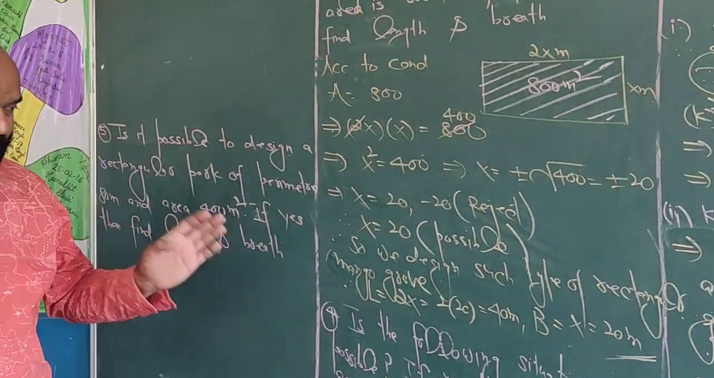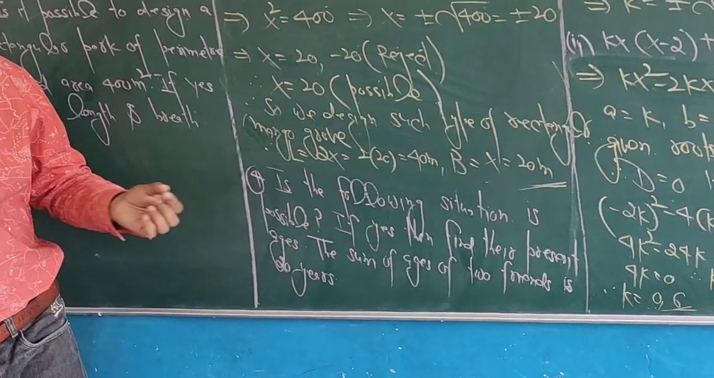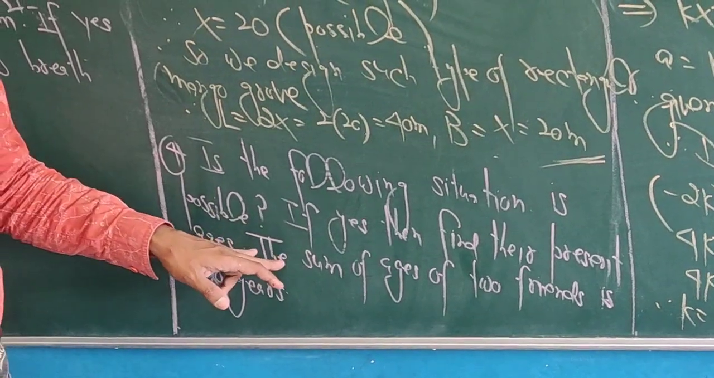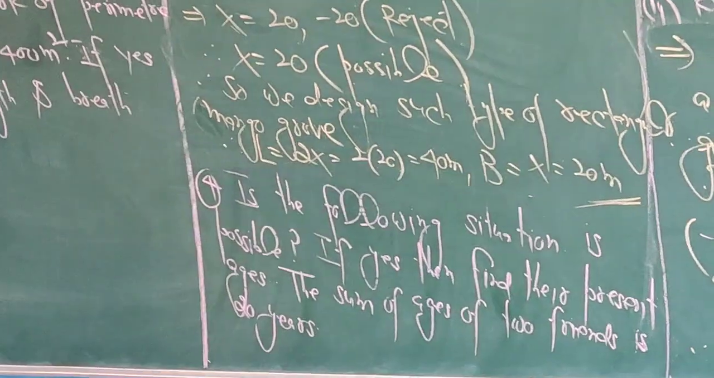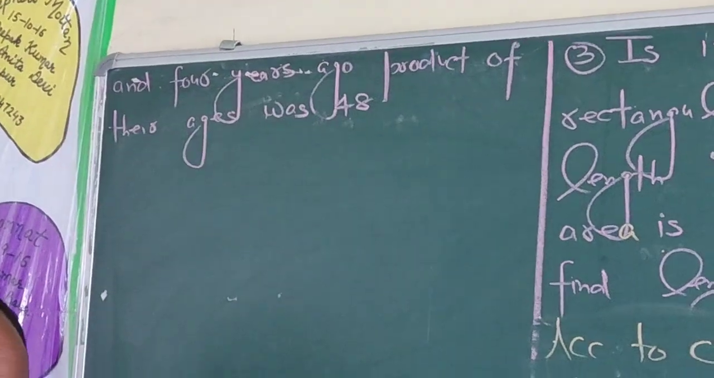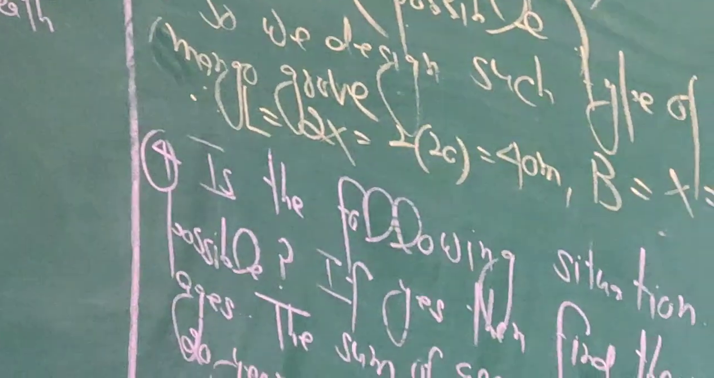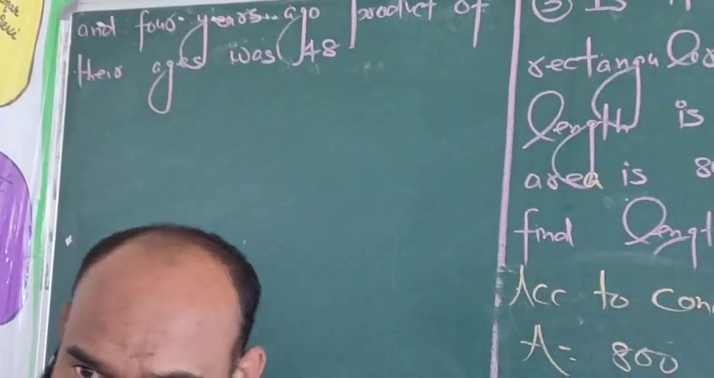Now the next question is: is the following situation possible? If yes, then find their present ages. The situation is: the sum of ages of two friends is 20 years and 4 years ago the product of their ages was 48. It is given that this situation is possible. And when this situation is possible, then find their present ages.